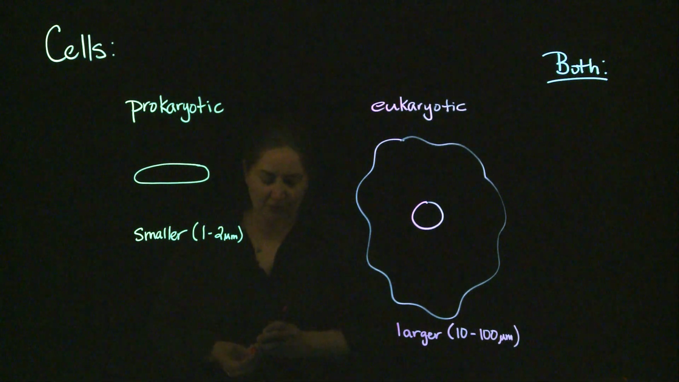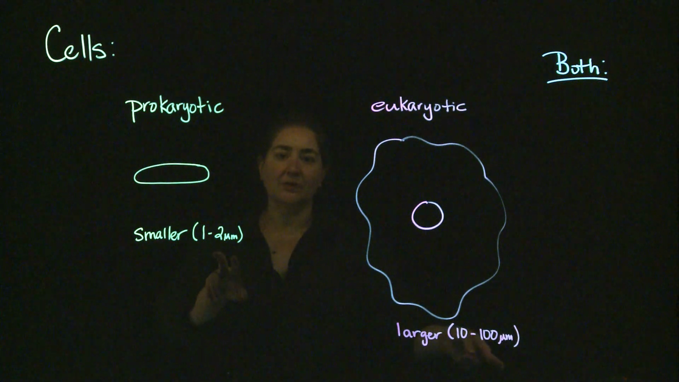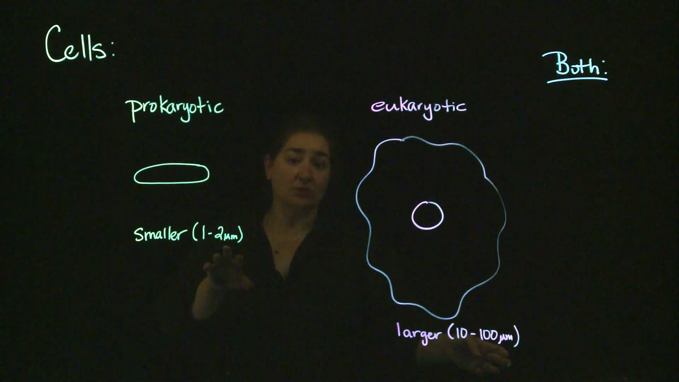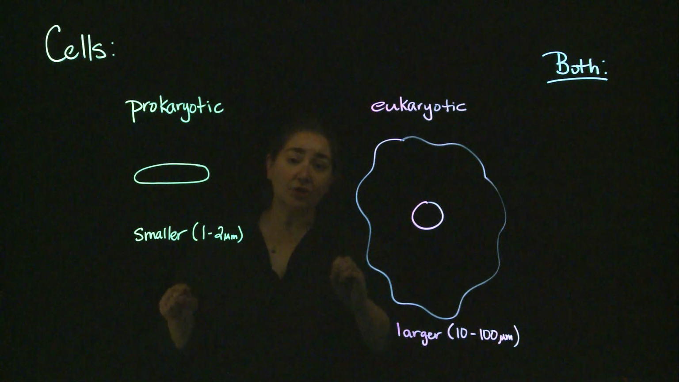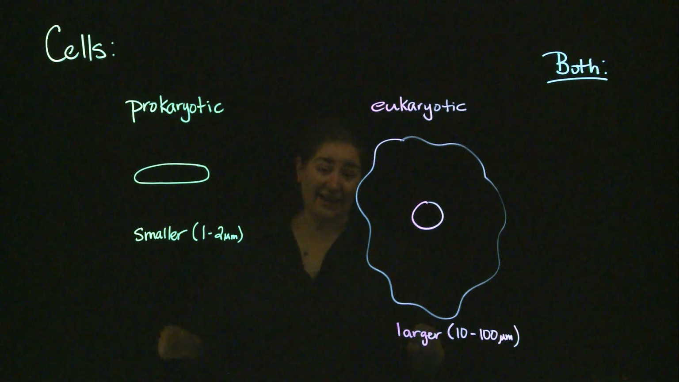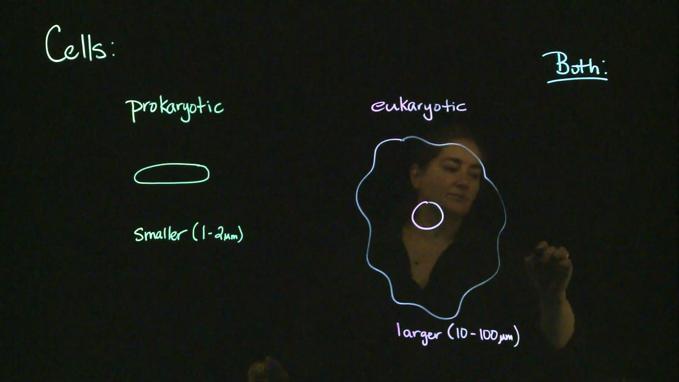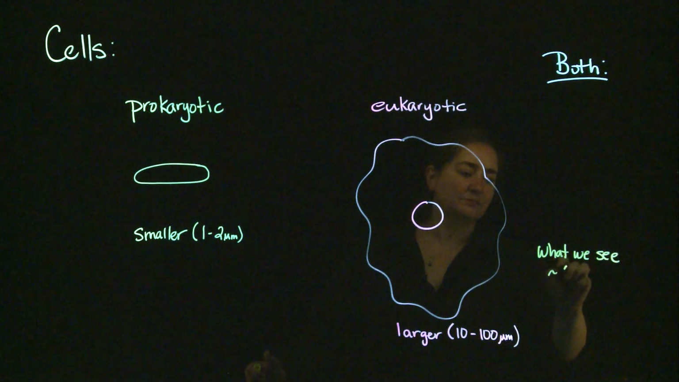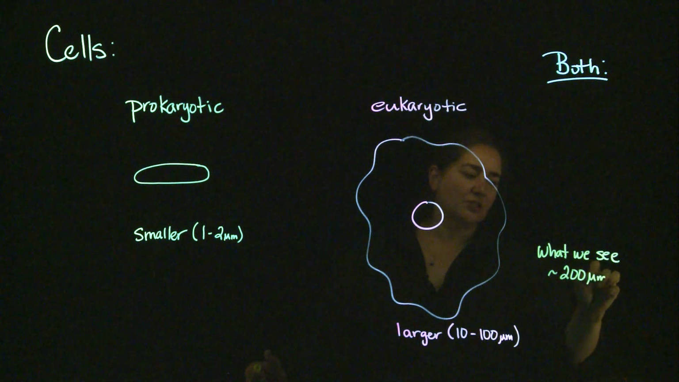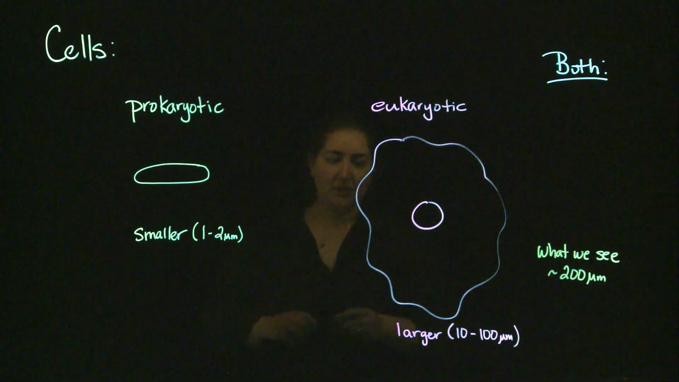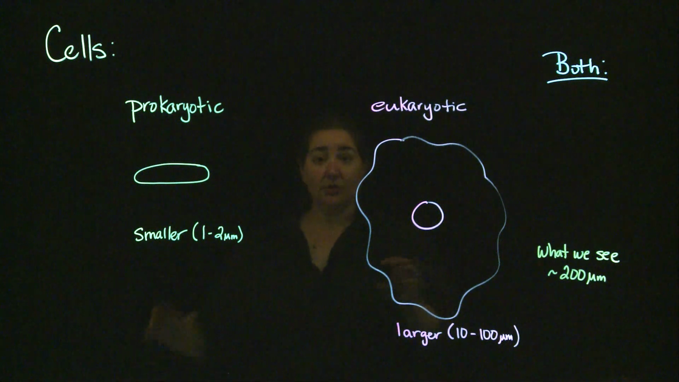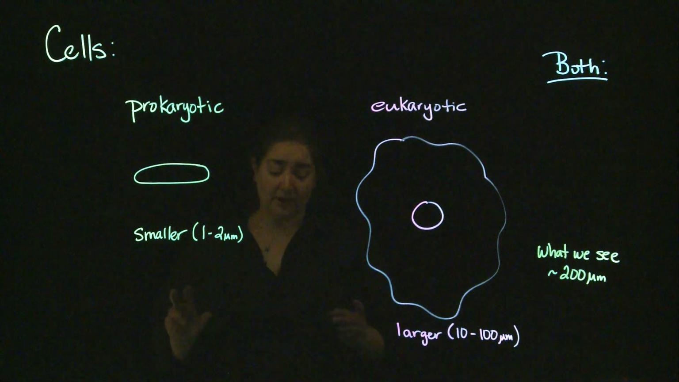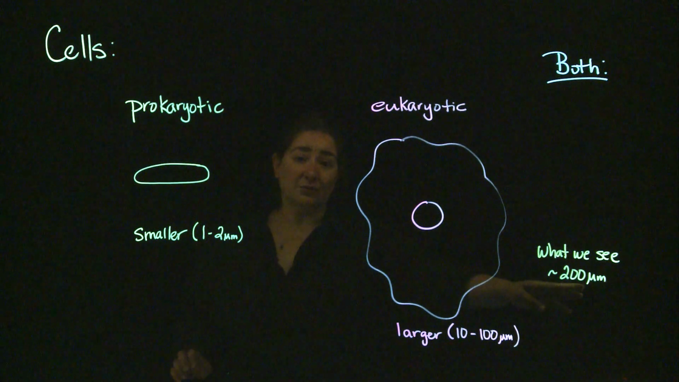And I've given you some units of measure here, and you're like, okay, micrometer, what the heck is that, okay? Micrometer is a unit of measure, okay? And in terms of what we can see by eye, we're talking about on the range of 200 micrometers. So while eukaryotic cells are larger than prokaryotic cells, we need a microscope to see both of them, okay? Because it's smaller than what we can see by eye.